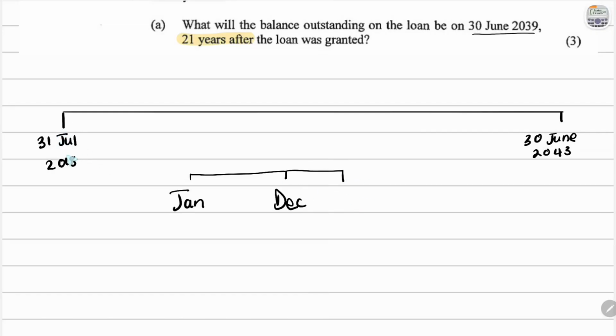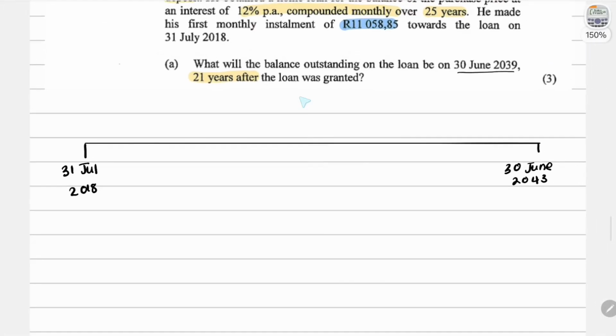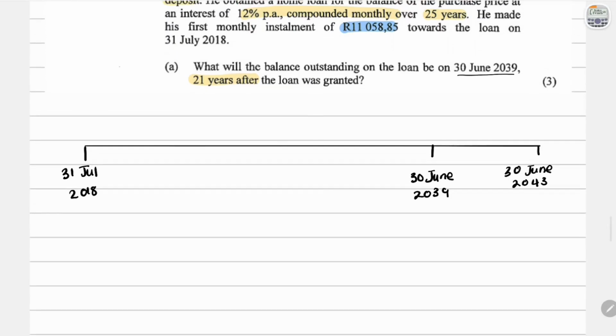That's the same idea here. If we started with July, you end with a month earlier than July, and that would make it a full year or full years in those cycles. So not July to July the next year, July to June the next year. Really all that is going on here is 21 years later, and they tell us that that is on the 30th of June. You see why they also say June. 2039. We need to find out what is the balance outstanding on the loan.